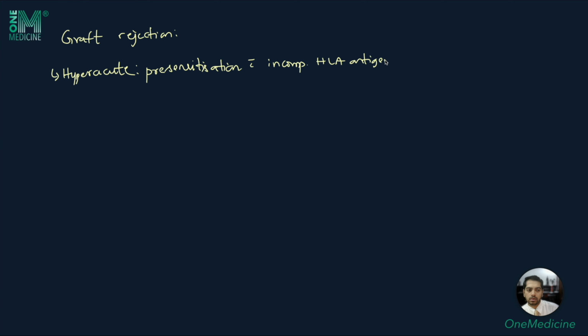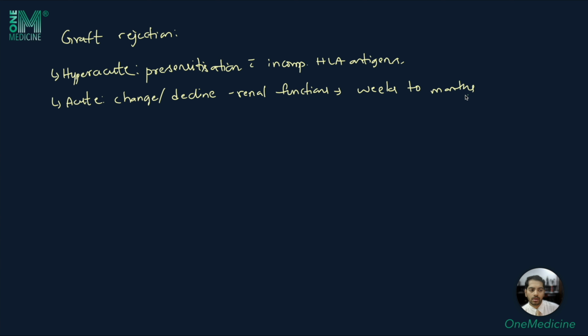Now let's look at graft rejection post dialysis. The graft rejections can be hyperacute due to pre-sensitization with incompatible HLA antigens, or it can be acute where there is a change or decline in renal functions over several weeks to months, generally less than 6 months.